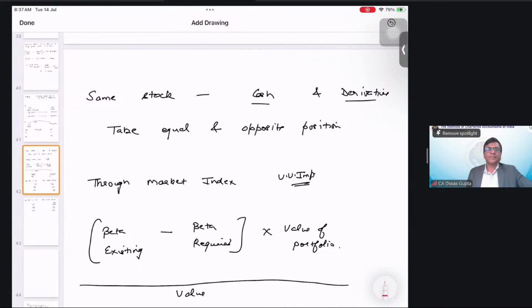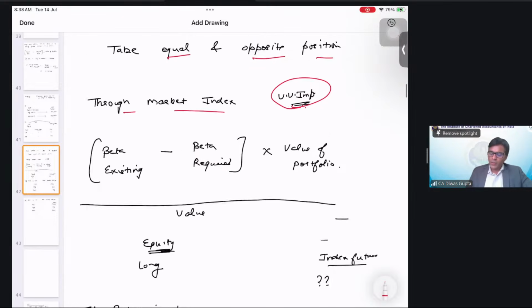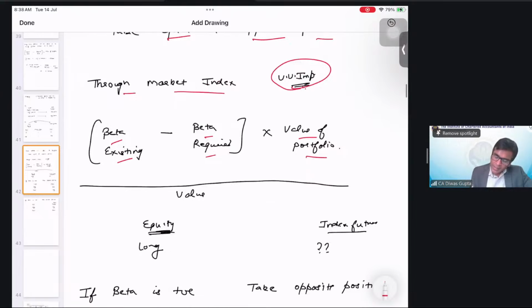If there is the same stock, we talk about cash and derivatives. Always take an equal and opposite position. That is the principle if we have to do the hedging using the same stock. If we have to do it through the market index, this is very, very important, students, then what are we going to do? We are going to take the existing beta minus the required beta, multiplied by the value of the portfolio, divided by the value of the futures contract. So we have to bring in the element of beta here to arrive at the number of index futures that we have to sell or buy.